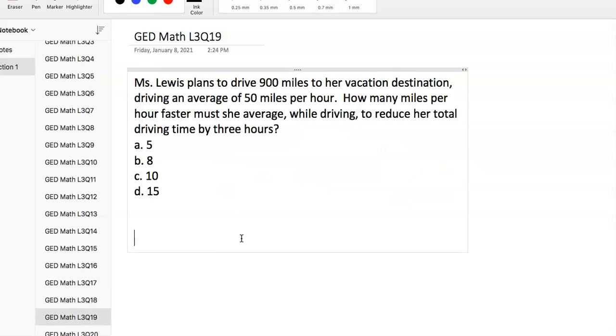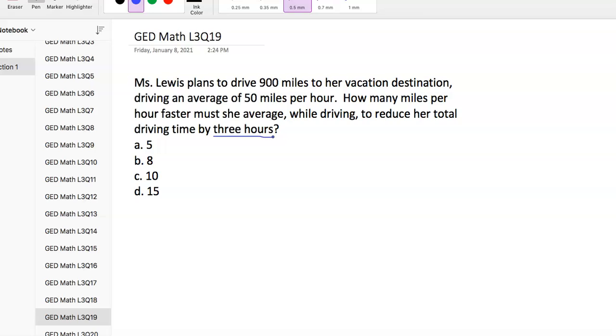Okay, Mrs. Lewis plans to drive 900 miles to her vacation destination, driving an average of 50 miles an hour. How many miles per hour faster must she average to reduce her total driving time by 3 hours? Good question. This is tricky, but we are sort of at the end of level 3, so we're starting to see some harder questions here.